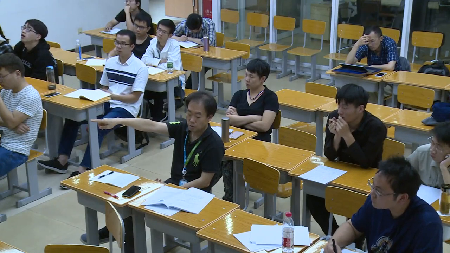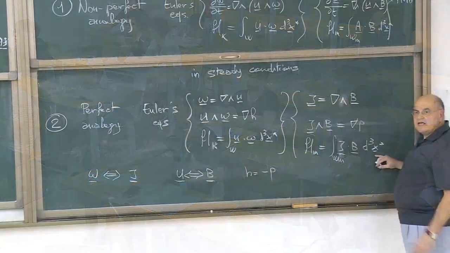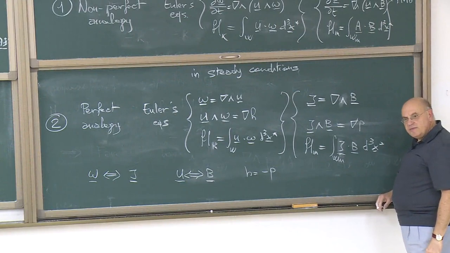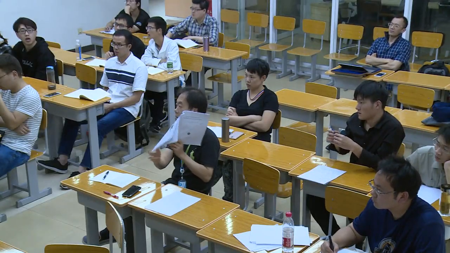Is that should be cross helicity? No, this is, well, I don't remember the name. Electric, do you remember the name of this quantity? J dot B? I don't remember the name. It's cross. I think it's wrong. It's a mistake. Current helicity. I'm sorry, it is a mistake.